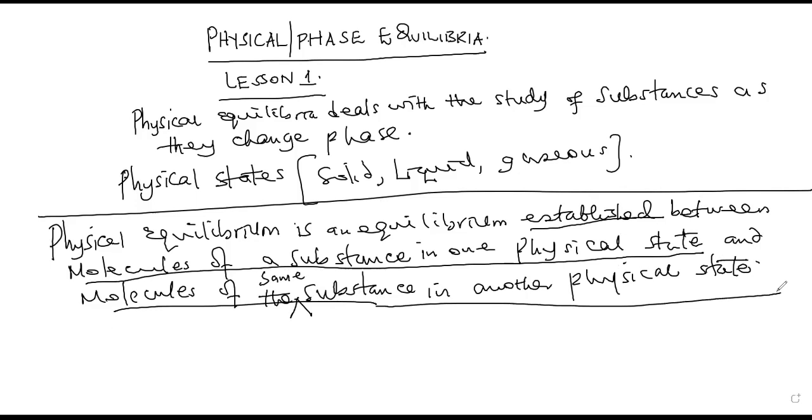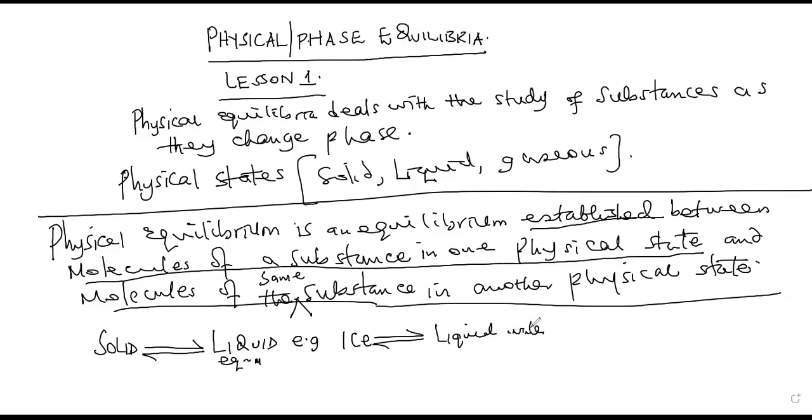So what does it mean? It means that you can have a solid going to liquid and vice versa. When a solid goes to liquid, it was a solid in that physical state, but that very same solid is the one that undergoes melting to go to liquid. So this is called solid-liquid equilibrium. For example, one can look at ice-liquid water equilibrium.